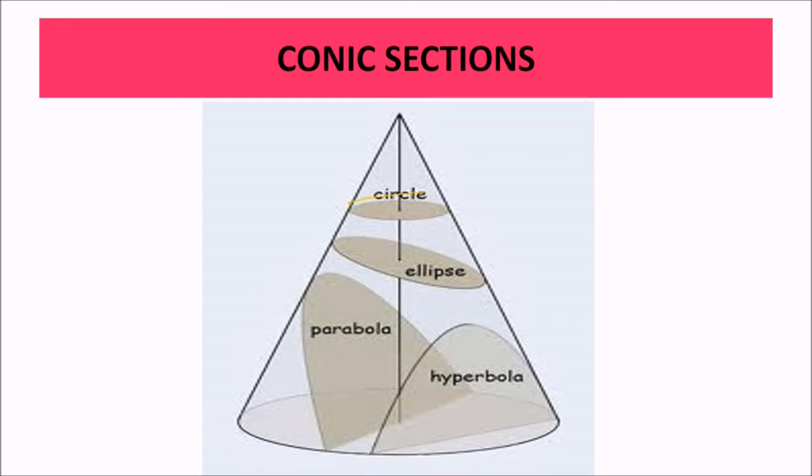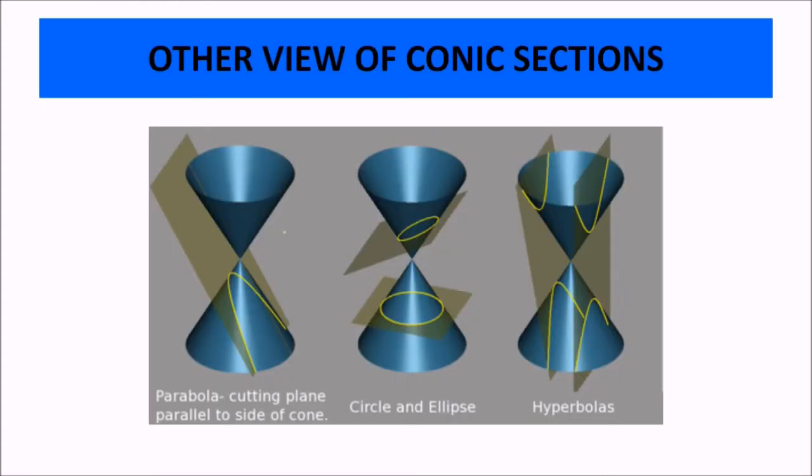These are all conic sections. This is circle, this is ellipse, this is parabola, this is hyperbola. There are other views of conic section also. See, the parabola, which is a cutting plane parallel to the side of the cone. A plane which is cutting the cone placed parallel to the side of the cone. And the circle and ellipse, of course, by an oblique plane and a straight plane which is parallel to the base. The hyperbola, the plane which is parallel to the axis of the cone.